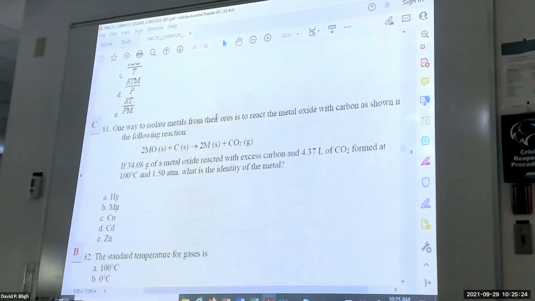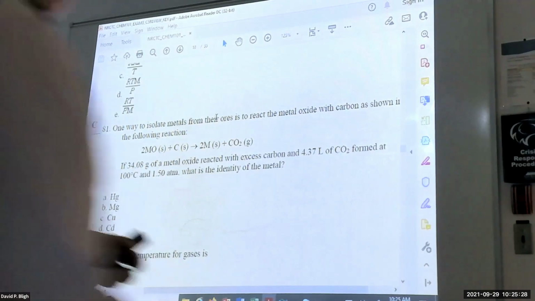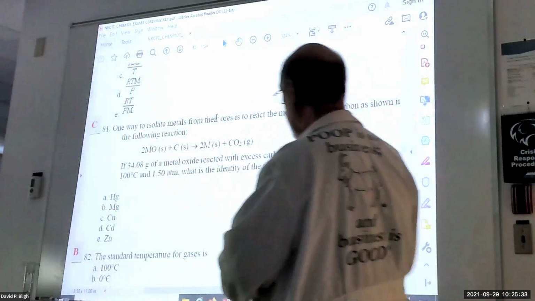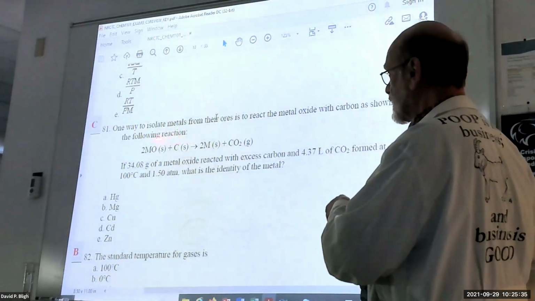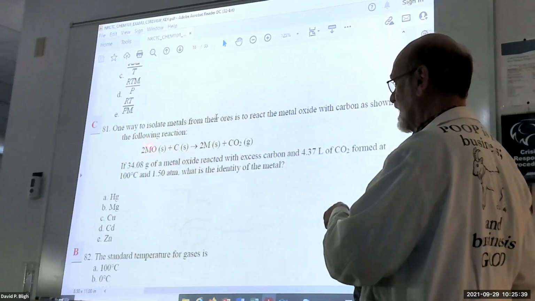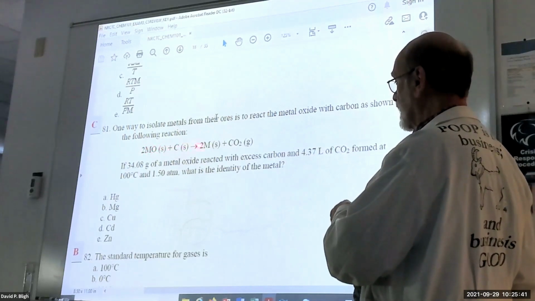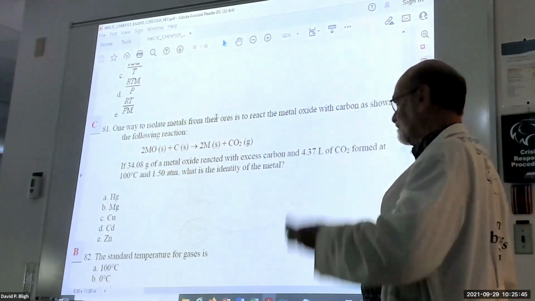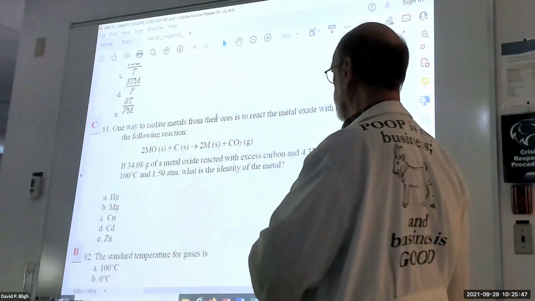There we go. One way to isolate metals from their ores is to react the metal oxide with carbon, as shown in this reaction. So I assume this is some metal. We don't know what it is. Reacted with carbon and gives you the pure metal plus carbon dioxide. Right? So what are we doing here?